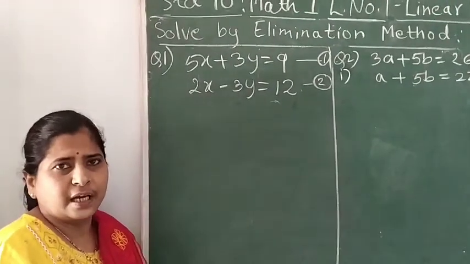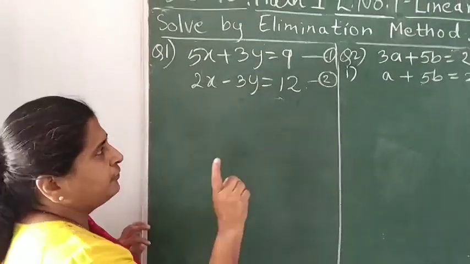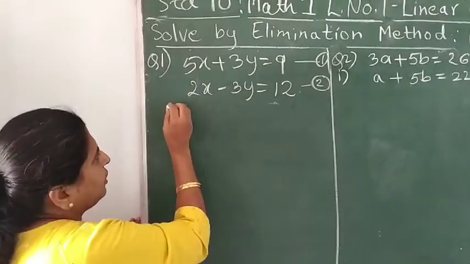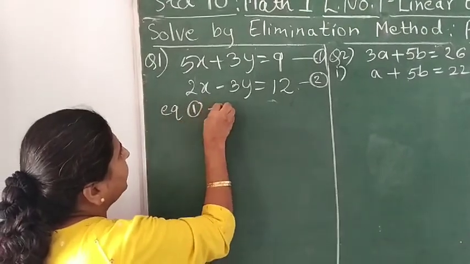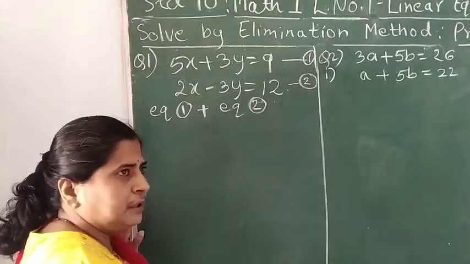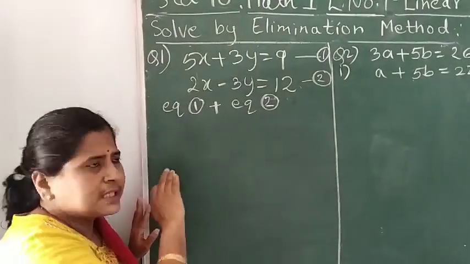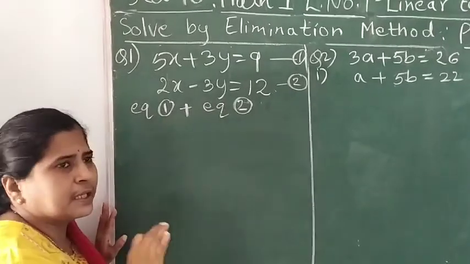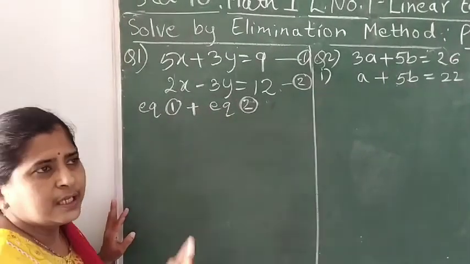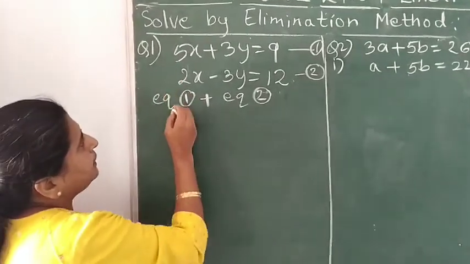So once we have decided that by addition we can eliminate the variable y, we will write this in short: equation 1 plus equation 2. This you can write in words also, adding equation 1 to equation 2. This you can write in any way. This is the smartest and easiest way to write. Save your time and energy. Okay, here. Now just copy this for addition.